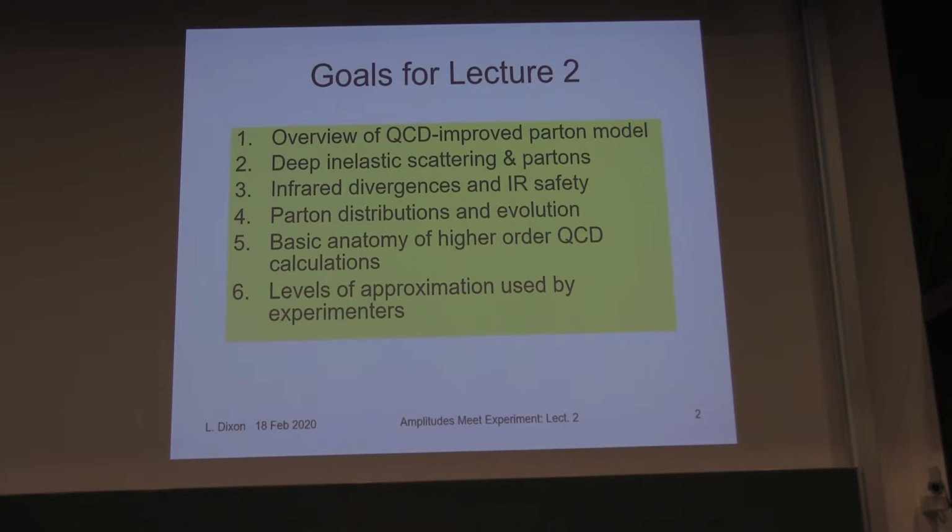And then we'll come back to the LHC again and discuss a few more issues like infrared divergences and IR safety, parton distributions and their evolution, and what the basic structure of higher order QCD calculations are, in the sense of which amplitudes you need for which orders and so on. Also maybe, as time permits today, maybe tomorrow, talk about various levels of approximation and what the rough status of computations at different orders is.